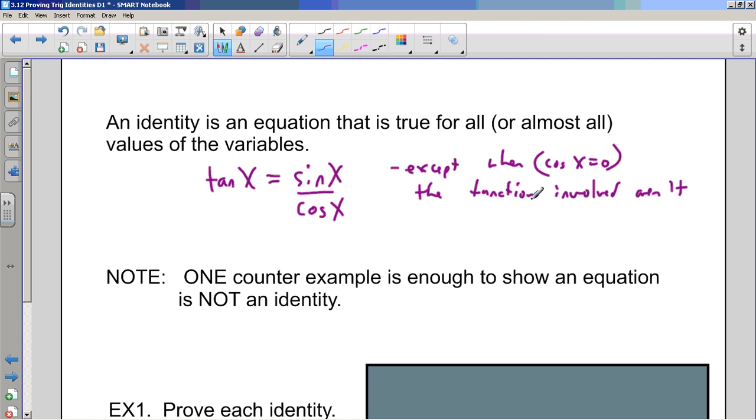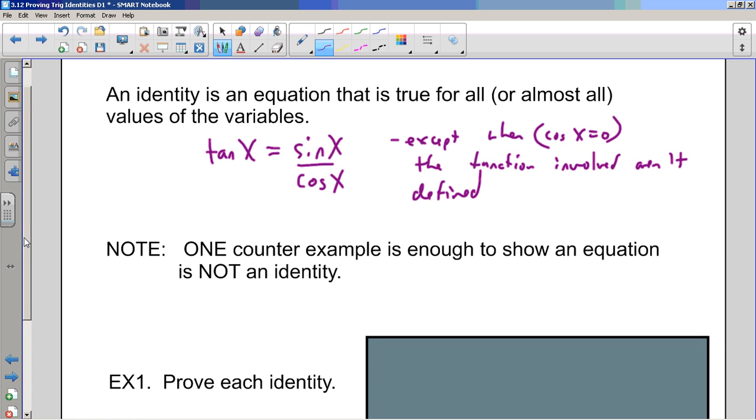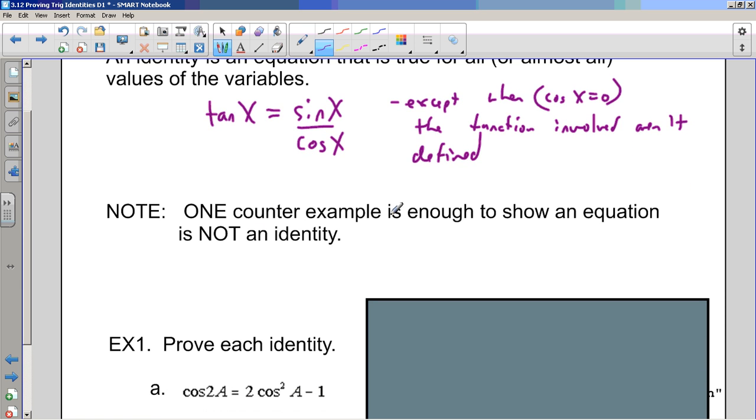So sometimes tan x isn't defined. Well, obviously this wouldn't be true if tan x isn't defined. And that's true for all of our values. But for any other value of x, this is an identity. It's true. Note, one counterexample is enough to show an equation is not an identity. So say you've got a left side, right side. If I could find some value of x, any value of x that made this not true, then there's no way it can be an identity.